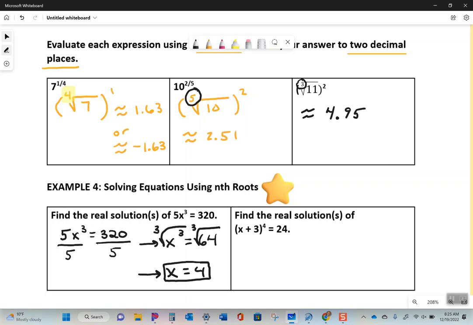Now, something like this next one right here gets a little trickier, okay? Find the real solutions of x plus 3 to the fourth equals 24. I need to check on something here real quickly. I want to see how they did it. Well, maybe I don't need to, okay? But what we end up with here, guys, is this. First of all, I got to get this x plus 3 alone. So I'm going to rewrite this one more time.